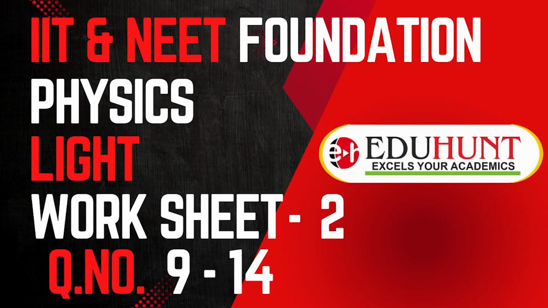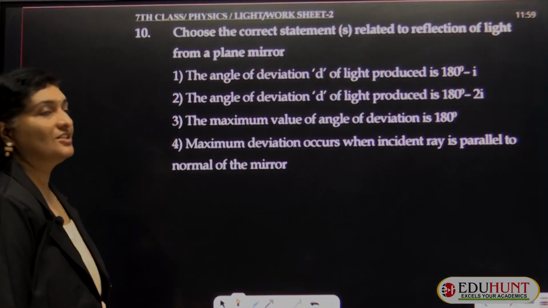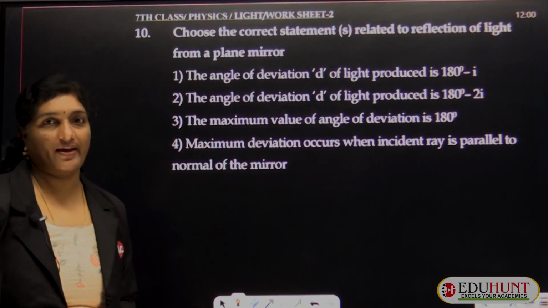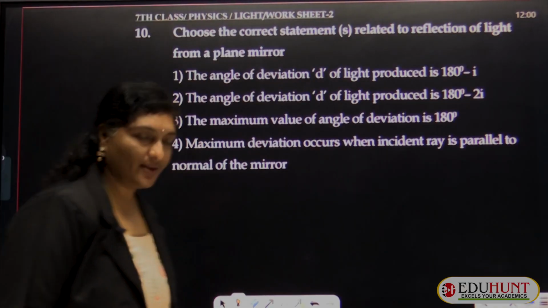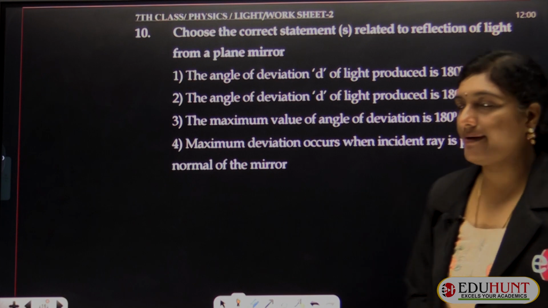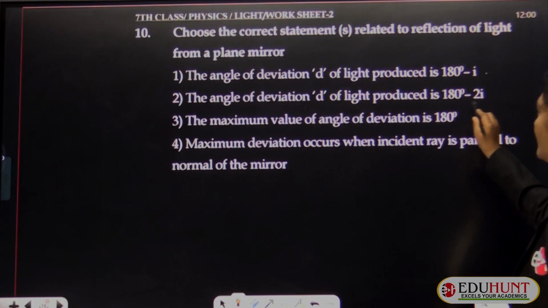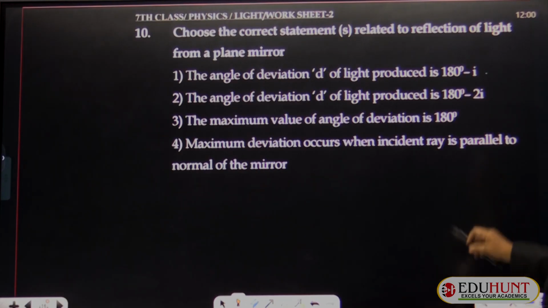Look into the next question, children. Question number 10. Choose the correct statements related to reflection of light. Four options were given, and let us try to identify which one is correct. First one, the angle of deviation D of light produced: is it 180 minus I or 180 minus 2I? We have discussed it as 180 minus 2I. So, the first one must be false.